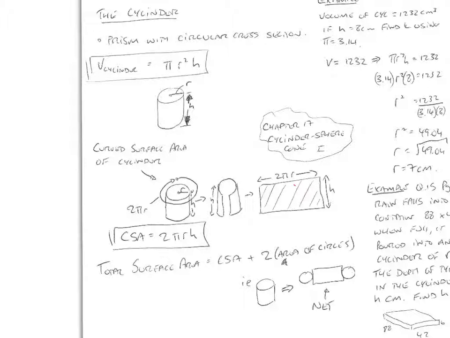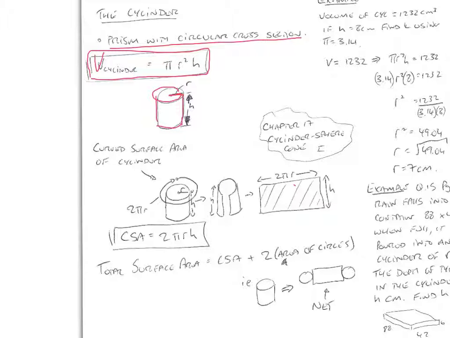Okay, let's talk about the cylinder then. The cylinder is a prism with a circular cross section. We want to find the volume of the cylinder. That's found by multiplying pi by the radius of the cylinder squared by the height of the cylinder.